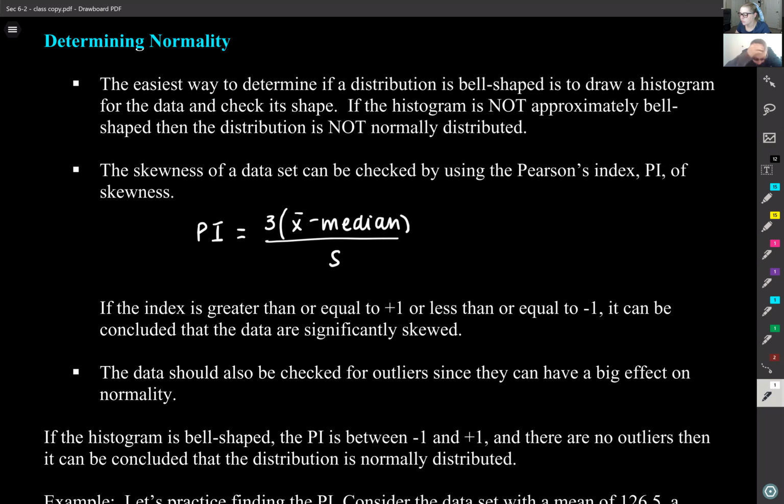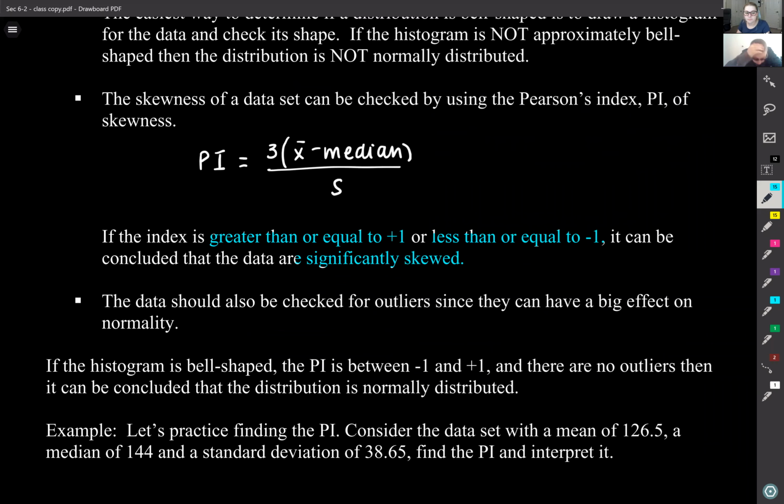So instead of maybe just looking at something and having to interpret it and saying, oh, I'm guessing this is skewed, we now have a formula to help us determine that. Also, it says the data should be checked for outliers since they can have a big effect on normality. So that's another thing to consider. And remember, we check for outliers using that 1.5 times the interquartile range criteria.